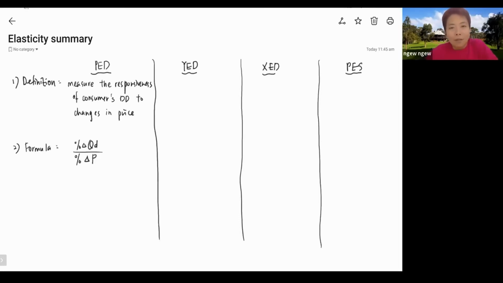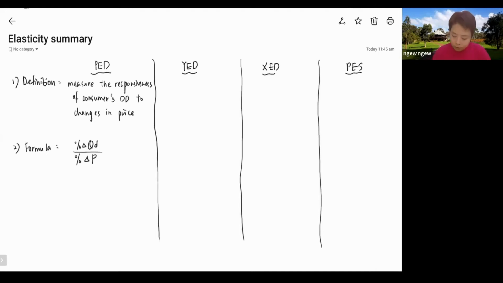Okay, after completing the learning of price elasticity of demand, now let's follow the same format to learn how the format can be applied to YED, XED, and also PES. As you can see on your screen now, I have the definitions for price elasticity of demand and the formula of PED that we have learned in the previous video. So let's look at how we can change the definition and formula a little bit to fit into YED and XED and also PES.